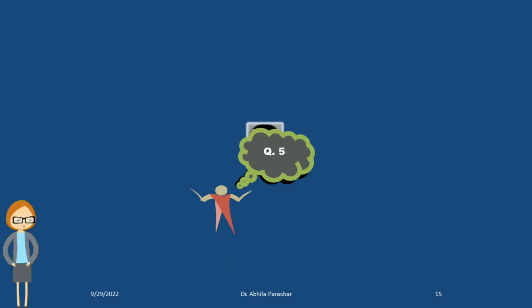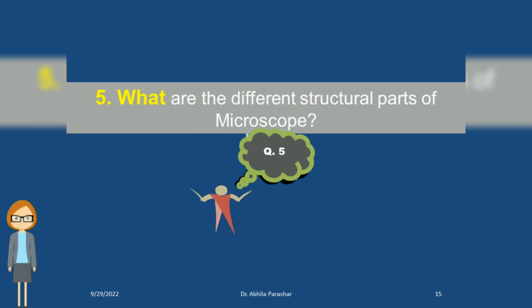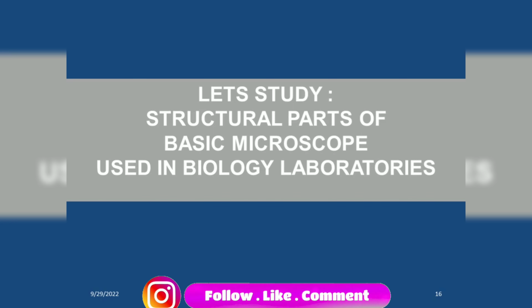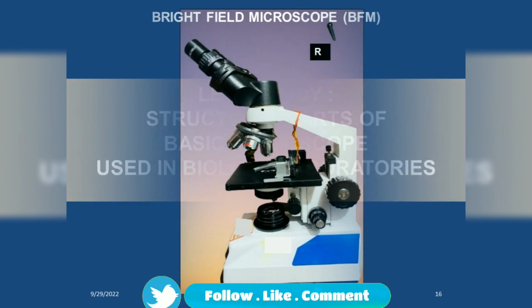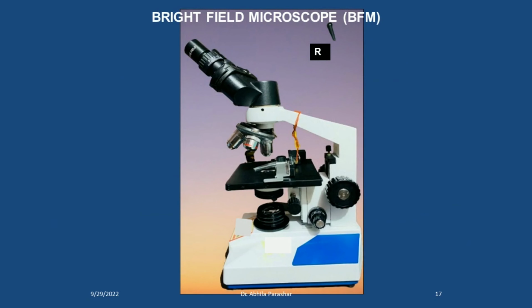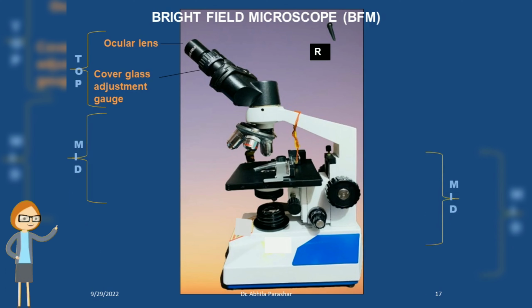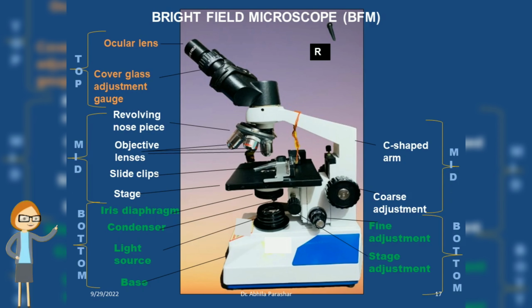Our next question is, what are the different structural parts of a microscope? To answer this, let's study the structural parts of a basic microscope used in biology laboratories. This is a bright field microscope. This is an in-house microscope. I have divided the study into 3 parts: first, the top part, second, the mid part, and third, the bottom part.